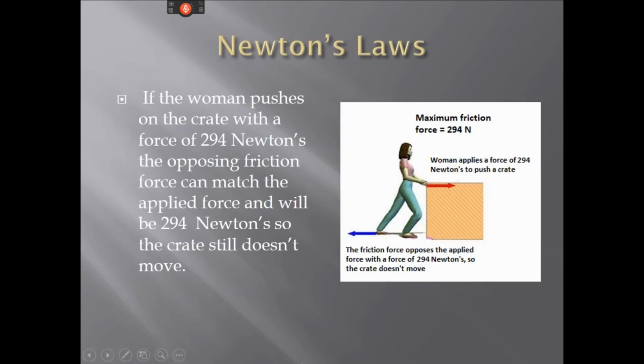If the woman pushes on the crate with a force of 294 newtons, the opposing friction force can match the applied force and will be 294 newtons, so the crate still doesn't move.